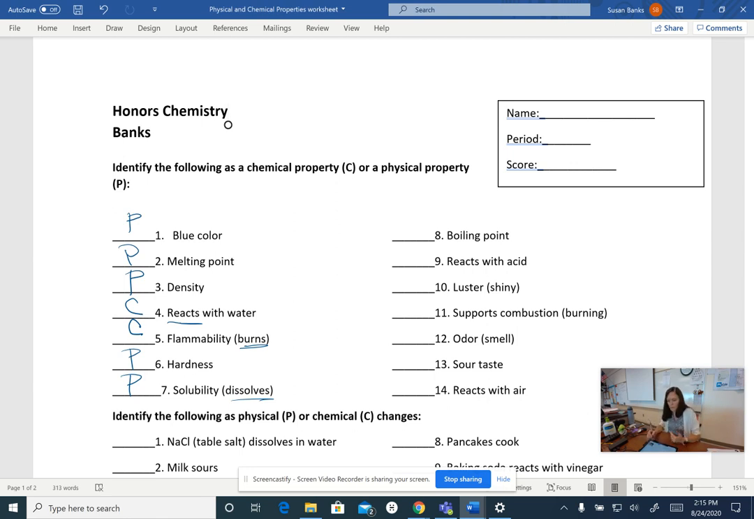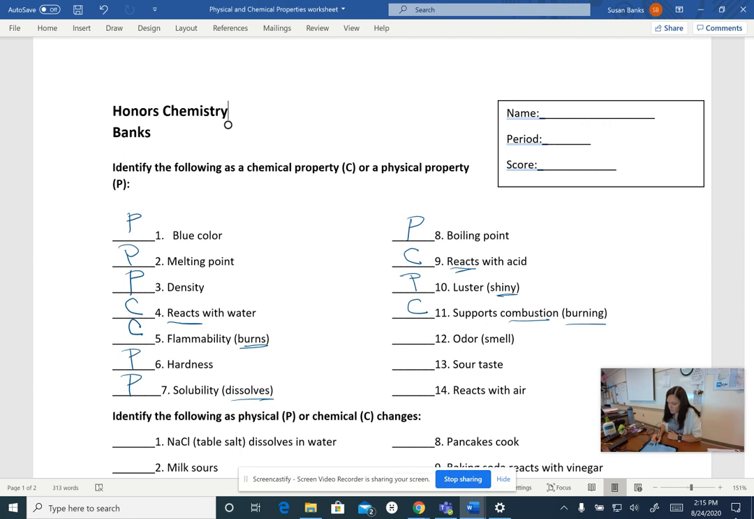Boiling point. Once again, I'm just changing the phase from liquid to gas. So that is a physical property. Reacts with acid. There we go. We've got that word again, reacts. That's a chemical property. Luster, whether it's shiny or not. That doesn't change the material, whether it's shiny or not. That will be a physical property. Supports combustion. Combustion is a fancy word for burning. That is a chemical property.